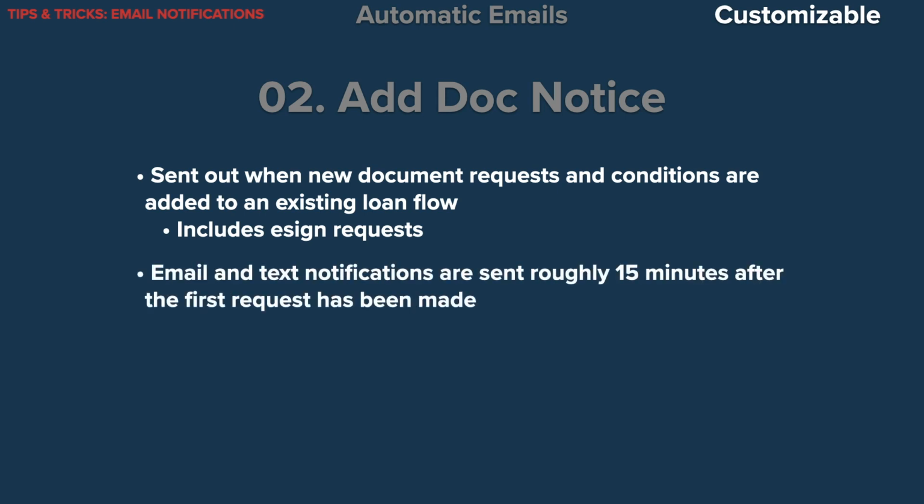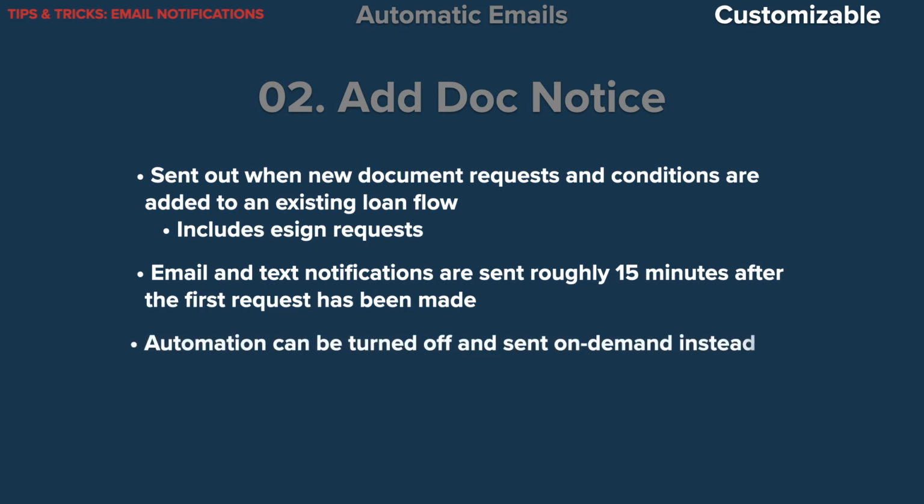Email and text notifications are sent roughly 15 minutes after the first request has been made. So you do have a 15-minute window in order to add other documents that you may need before an email gets sent out. So rather than sending out multiple emails, we'll try to consolidate those new requests onto one email and then send those out in about 15 minutes. The automations for the add doc notice can be turned off and sent on demand instead. I'll cover that a little bit later once we talk about the manual updates, but it can be turned off if needed.